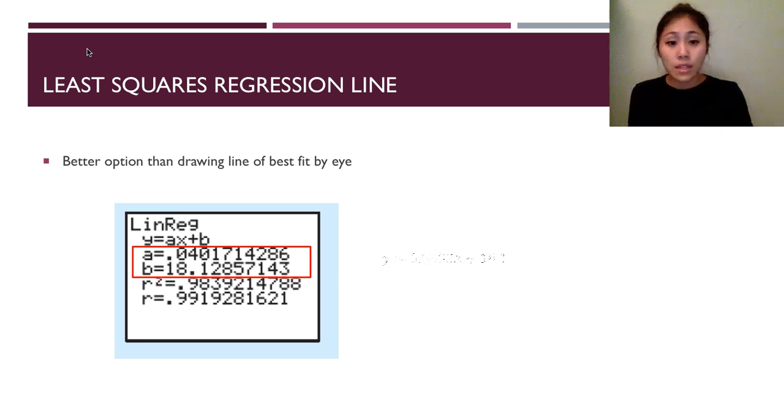So it's the exact same process, right? Do you see how the linear regression screen, this output, looks exactly the same as the previous one? Linear regression means that it's a linear equation, so it's y equals mx plus b. They tell you that m here is a and b here is still b. So you just need to read off the calculation from your TI-84 and write out your equation. So in this case, y equals 0.0402x plus 18.1.